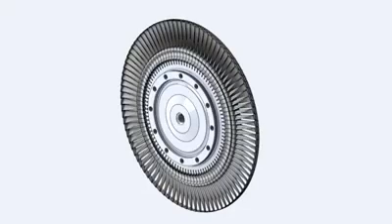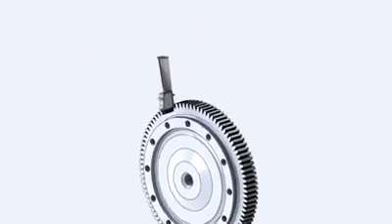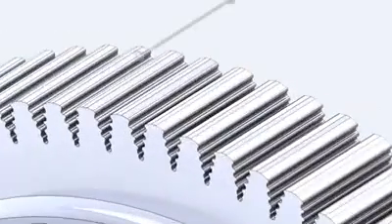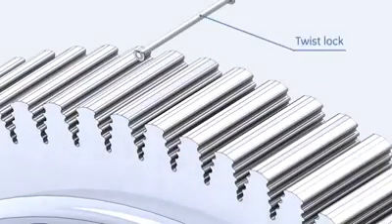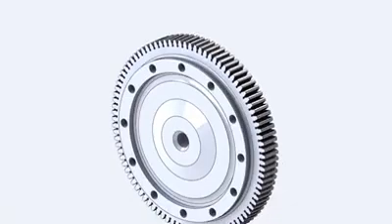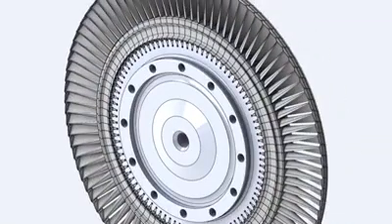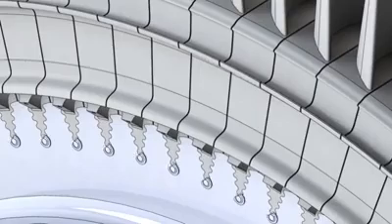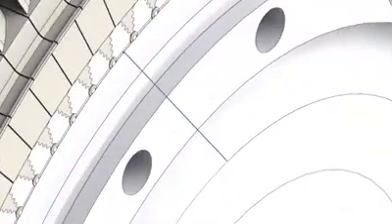The second wheel carries the buckets of the second turbine stage. 92 buckets are also installed on the second wheel. Buckets are attached to the wheel by the same dovetail arrangement as the first stage, but they are held in the axial direction by a twist locks arrangement. Twist locks are first placed on the wheel. Then buckets are installed as a 360 degree ring due to the interlocking between the buckets. Once the buckets are in position, the twist locks are rotated and staked.